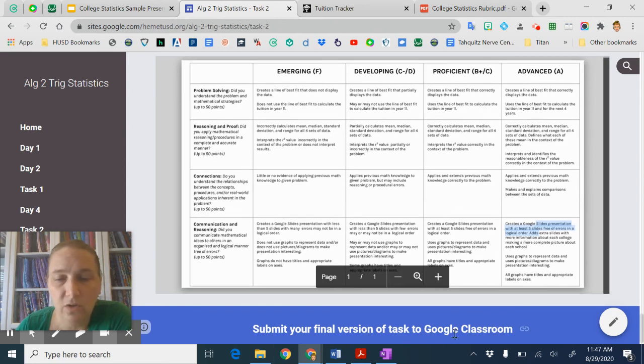And then you want to make sure you submit your final version of the task to Google Classroom. Right? If you've got questions, as always, you can always drop into class and let me know, or email me, or send me a text on Remind.